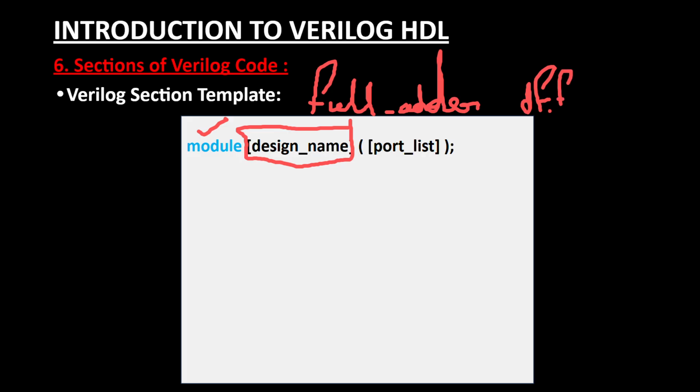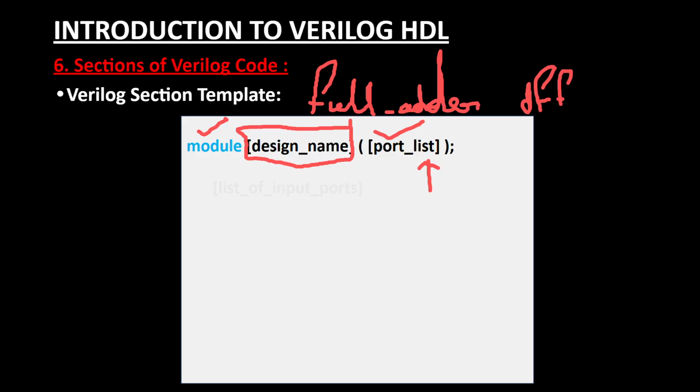We are going to give the port list over here. Port list means what are the inputs and what are the outputs, combined. We are not declaring them over here, although we could declare which are inputs and which are outputs here itself, or we can declare outside also. But here we should give what ports are there, whether input or output.